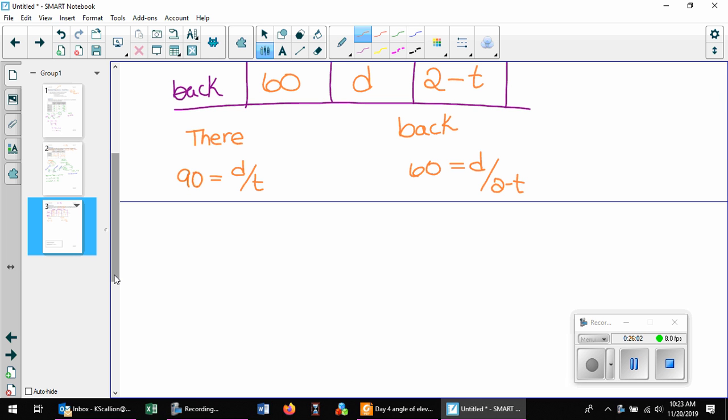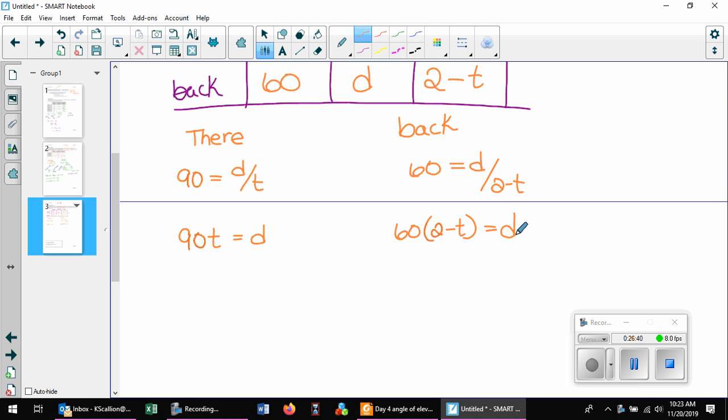Okay, so we got to rearrange both to equal one variable. D. Okay, D. I was like, okay, D seems a little odd, but I'll roll with it. The reason why we picked D is because if you notice, there's nothing attached to the D. Like this is a T and this is 2 minus T. I'm gonna have to do more fancy math. I don't want to do that. So we're gonna have 90T is equal to D. And we're going to have 60 times 2 minus T is equal to D.